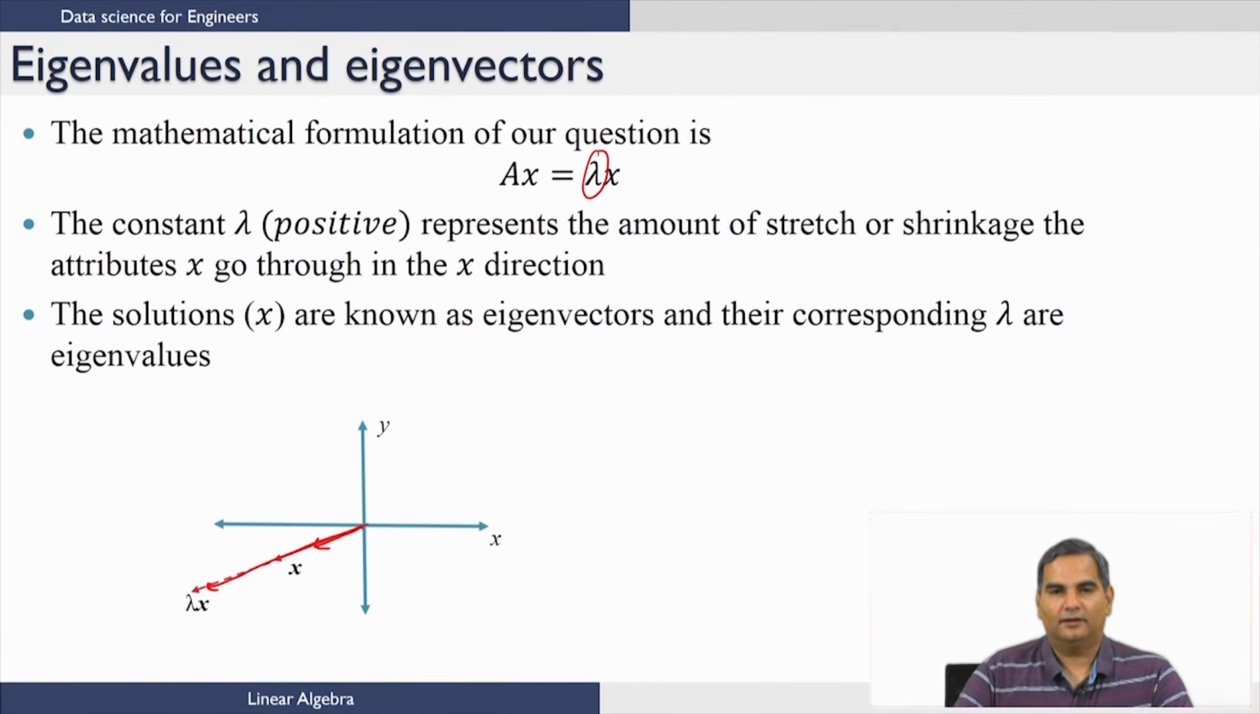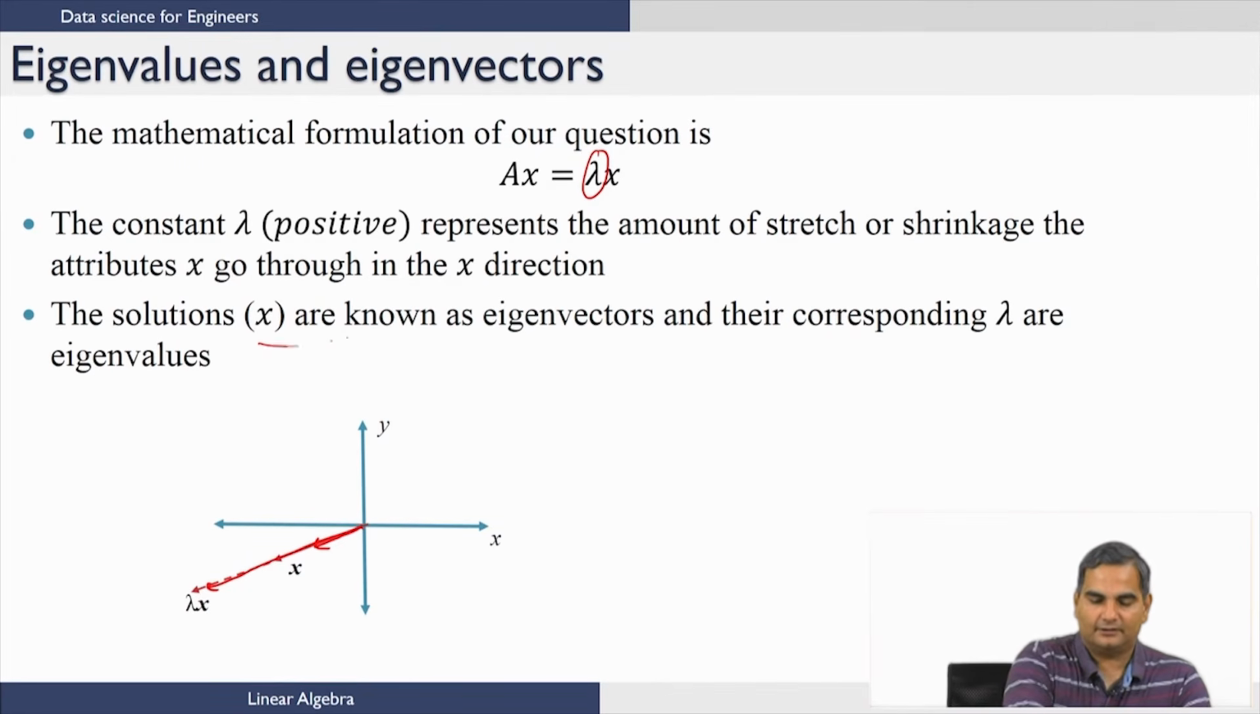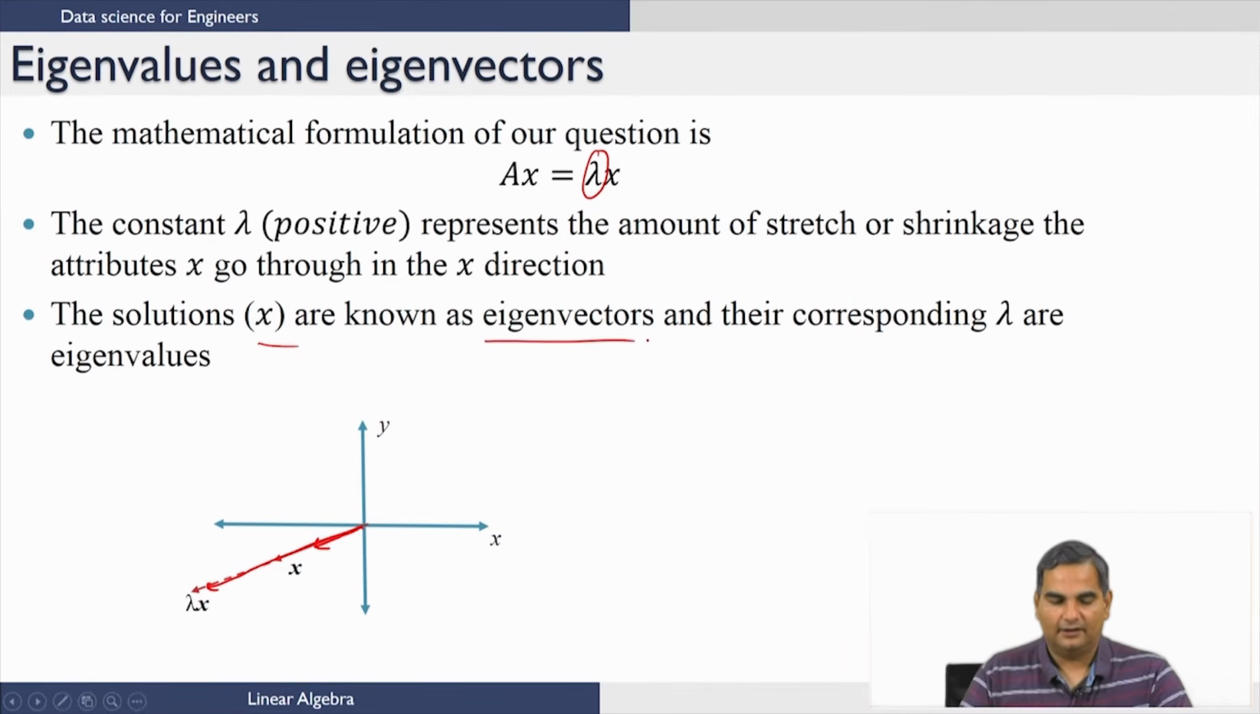Now, the question is, for every matrix A, would there be vectors like this x, and what would be the scalar multiple, and what is the use of all of this is something that we should also address at some point as we go through this lecture. Now, let me give you some definitions. These x are called the eigenvectors and lambdas are called the eigenvalues corresponding to those eigenvectors.